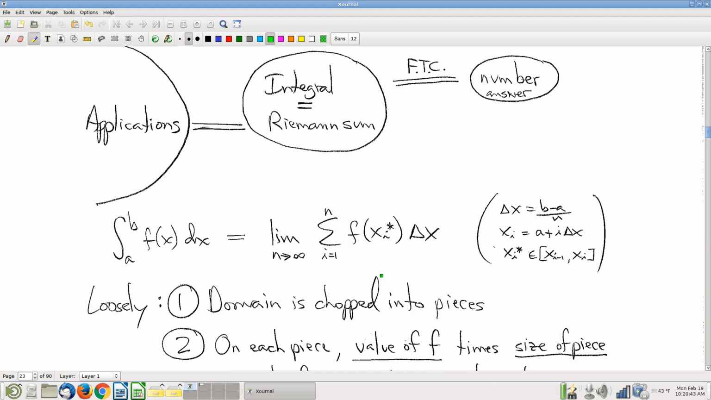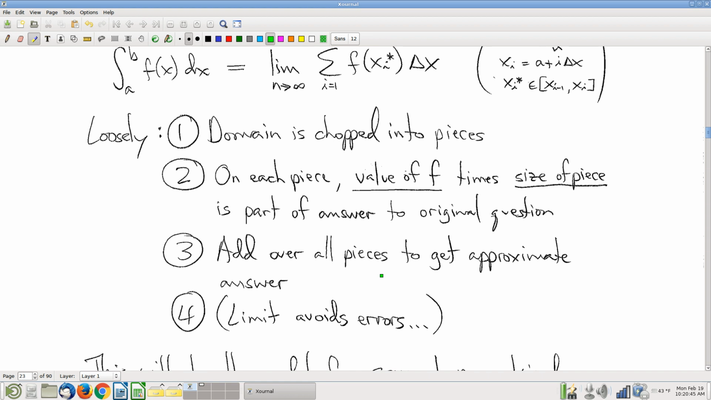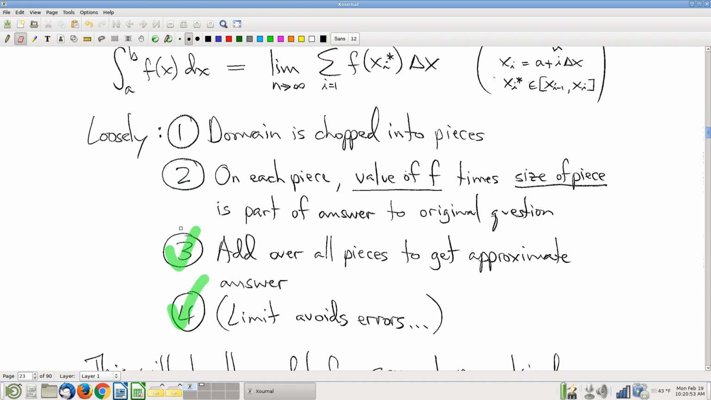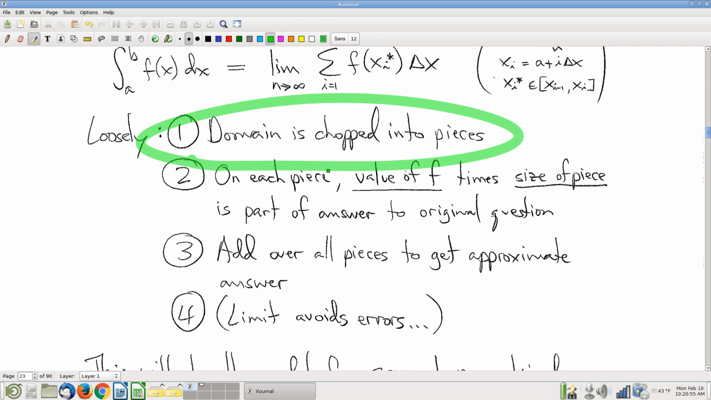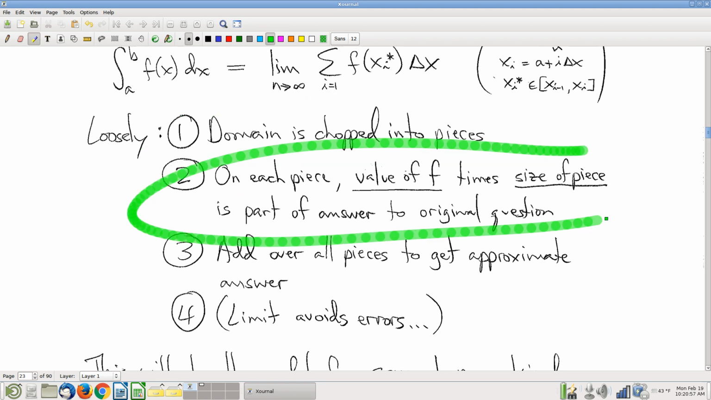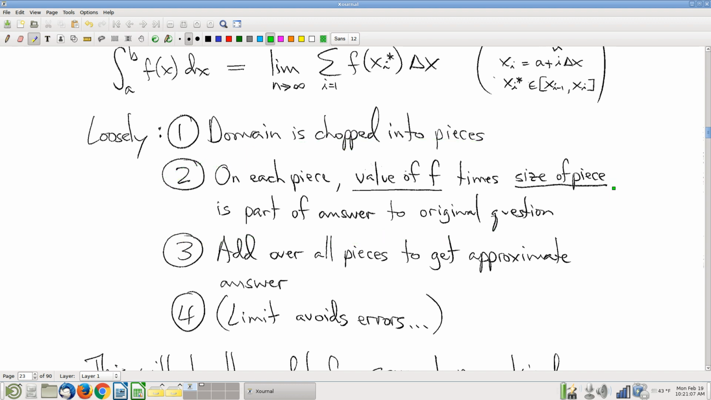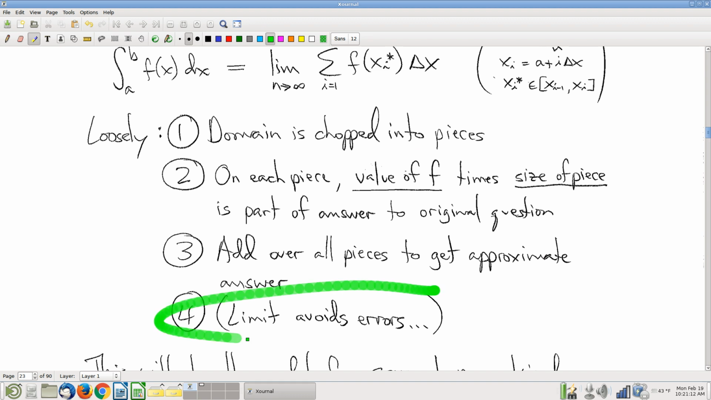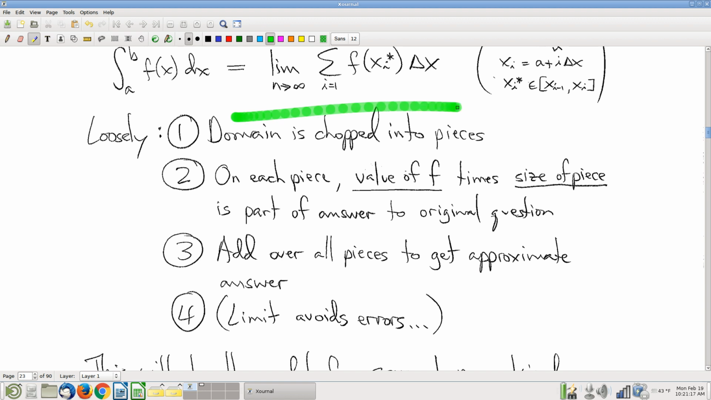We generalize that by noticing that, roughly speaking, this construction is a four-step process. The domain gets chopped up into little pieces. On each little piece, you multiply some function times the size of the piece. What that function is depends on the application, so we can't be specific about that. You add all those up and take a limit to get those round-off errors to go away, and that gives you this Riemann sum construction.